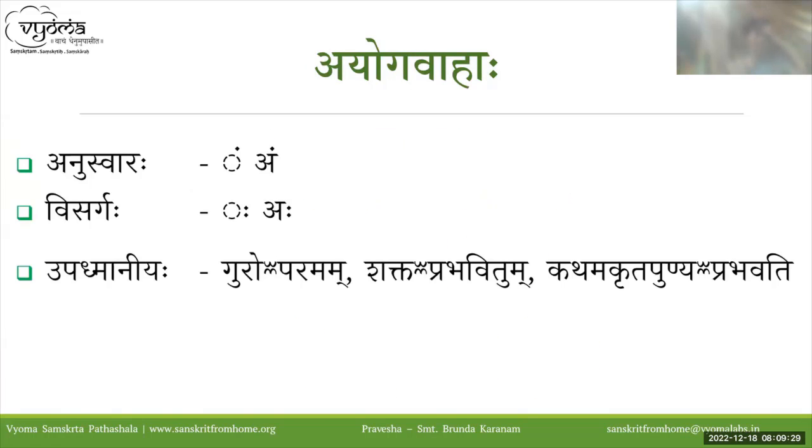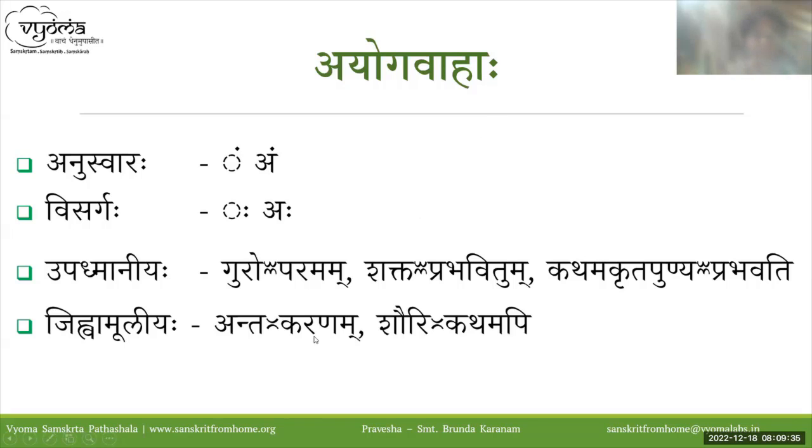Yes, so we were here. Now, like I said, visarga followed by pa or pha gives us upadhmaniya. This is the third type of Ayogavaha. The fourth type is what we call jihvamuliyaha. What does jihvamuliyaha mean? It means root of the tongue. That denotes the origin of this particular pronunciation.